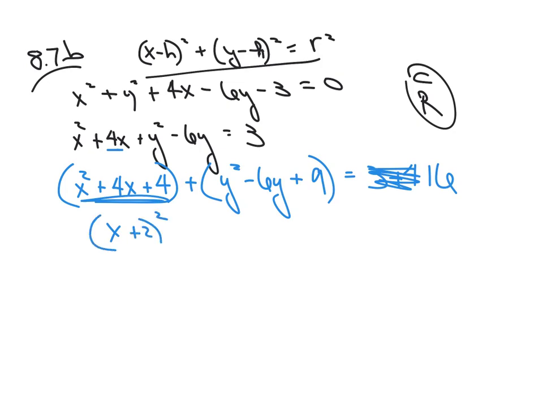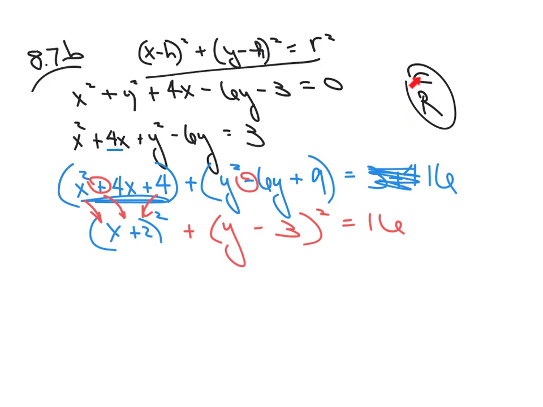Because if you remember, when you complete the square, you take the square root of the first term, square root of the second term, take that sign and put it there. We'll do the same thing here. Square root of the first term, square root of the second term, and that sign goes right there. And that equals 16. So there's our equation.